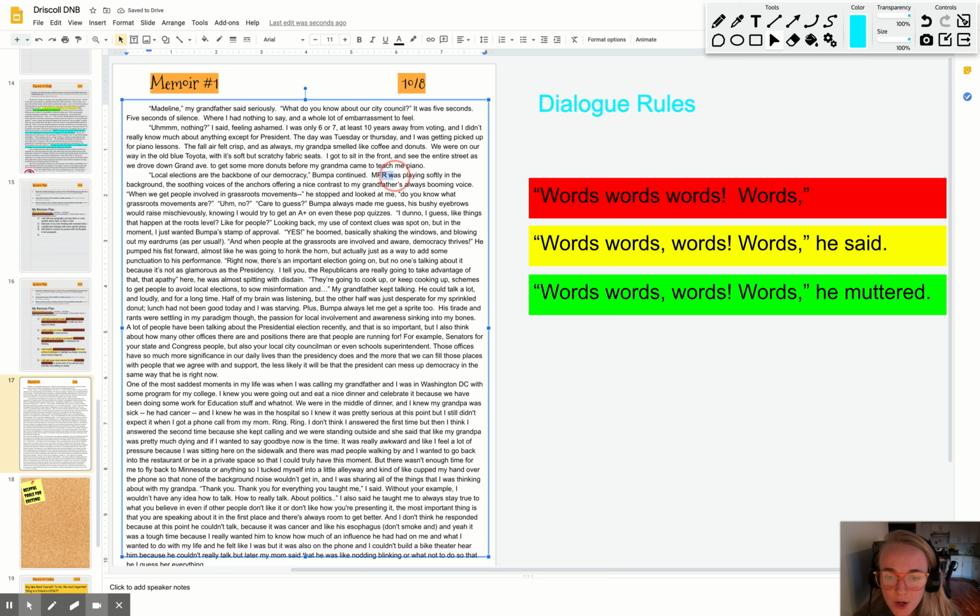I'm going to keep skimming. NPR is playing softly, setting up some setting, some details. My grandfather was really always loud. So I have my punctuation inside of the quotation mark. Is this a new person talking, or is it the same person? Yeah, it's the same person. So I do not have to make a new paragraph.